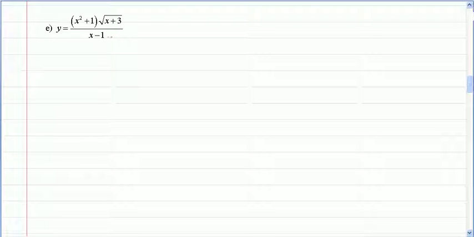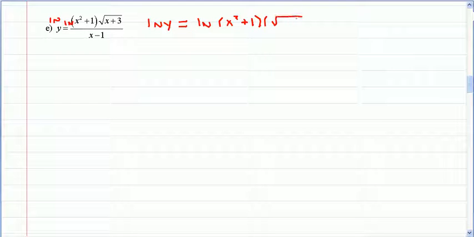The reason this problem is in this lesson is because if you take the ln of both sides of this equation, you have the ln of y is equal to the ln of x squared plus 1 times the square root of x plus 3 over x minus 1. The properties of the natural logarithm will make the derivative simpler.